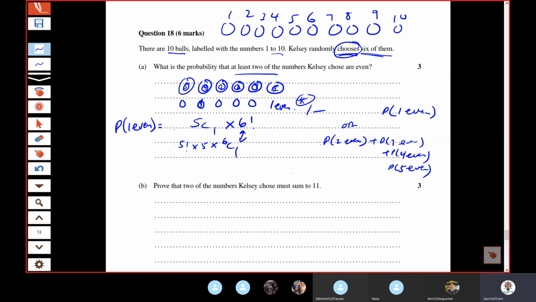Times these ones here. Once you select an odd, there'll be less odd. So 5 factorial times 6. What is the total combinations? I've got 10 numbers. I'm just choosing 6 of them. 10 choose 6. It's only 210. What am I doing wrong?